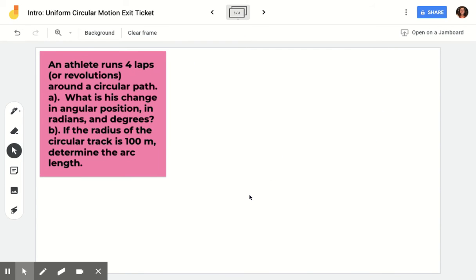Okay, so last problem, an athlete runs 4 laps or revolutions around a circular path. What is his change in angular position in degrees and radians? So let's start with part A. So what we're given is the change in position, which we use the variable delta theta to represent, is equal to 4 revolutions or laps. Those are synonyms for the same definition. So we have 4 revolutions. We need that change in position in radians and degrees, so we need to convert.